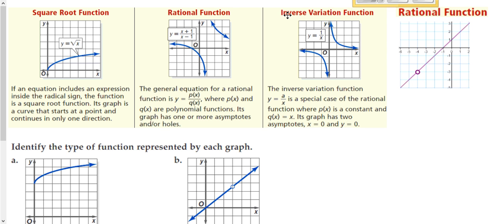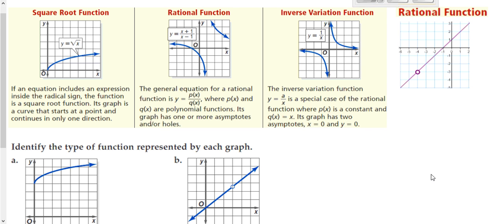it's considered an inverse. Now remember, with rational functions, you have vertical asymptotes and you have holes. So if it's a hole, it's rational. If you have a vertical asymptote, it's rational. But if that vertical asymptote and horizontal asymptote are on your axes, then it's an inverse.